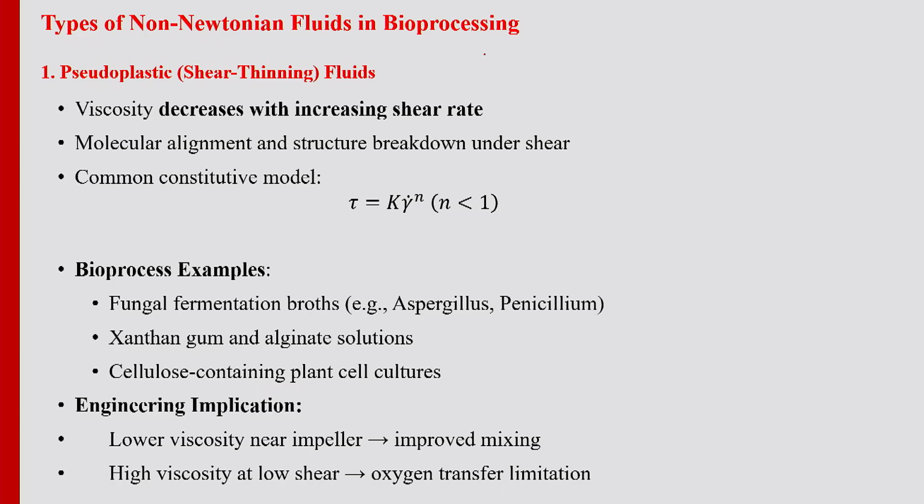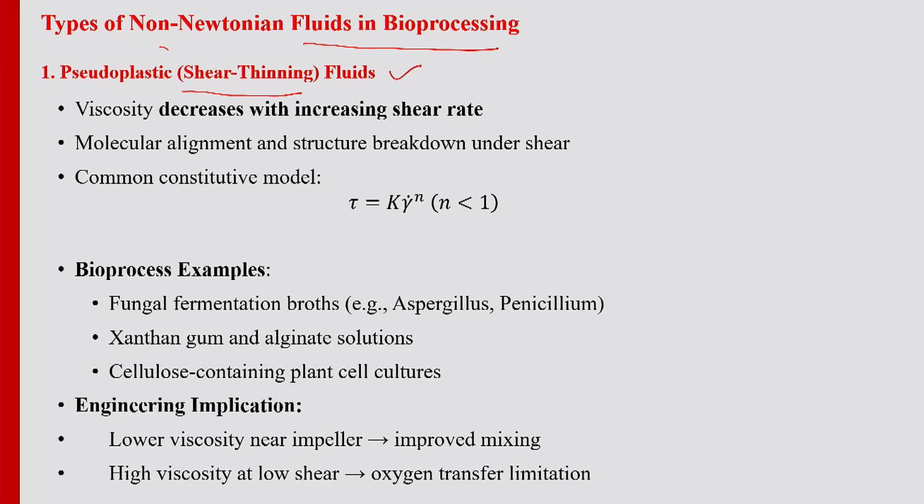The rheology in bioprocess engineering. Last class we discussed the types of non-Newtonian fluids in bioprocessing. Now we will see the different types of non-Newtonian fluids thoroughly, one by one. The first one is the pseudoplastics, which we can also call shear thinning fluids. These are different types of non-Newtonian fluids, and we will discuss how we use them in the bioprocess reactor and bioprocess.